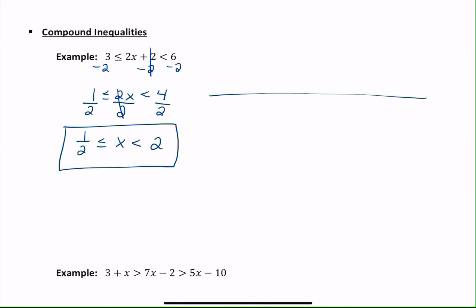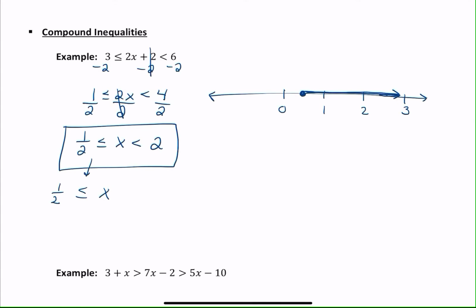Now here a number line really helps because there's two parts to it. Let's say I've got 0 here. This first part says x is greater than or equal to 1/2. If I graph that part, 1/2 is about right here. I'm going to have all of this.